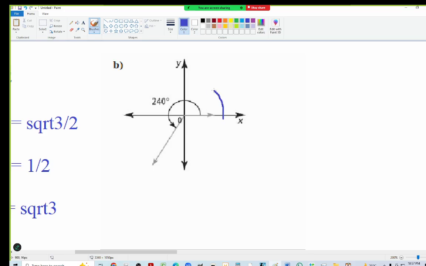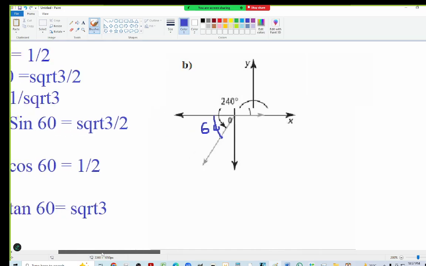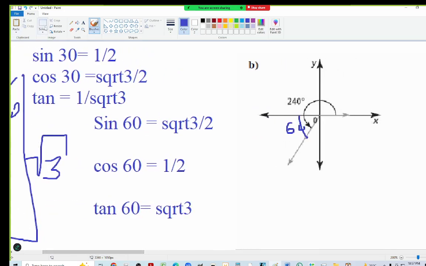How much is here? 180. How much more to get to 240? The whole angle's 240. 240 minus 180, which is 60. So that means we're talking about a 60-degree angle. Well, we just figured out our 60-degree angles. Let's take all these and move them over.